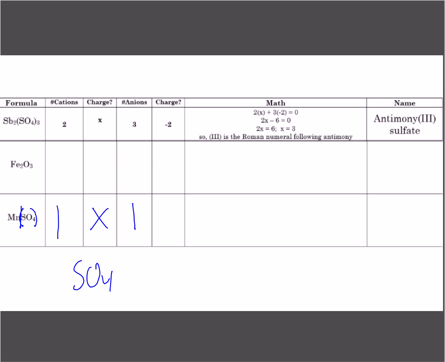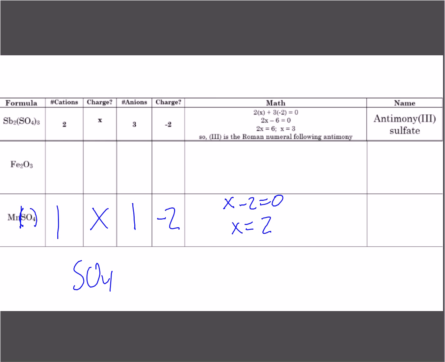Get in that habit. It's going to save you a lot of difficulties and hardships later on in the year if you get in that habit now. You've got to trust me on that. So what's the charge on sulfate? -2. That's one you had to know for today. So now when we solve for this, I get x minus 2 equals 0. What does x equal? 2.